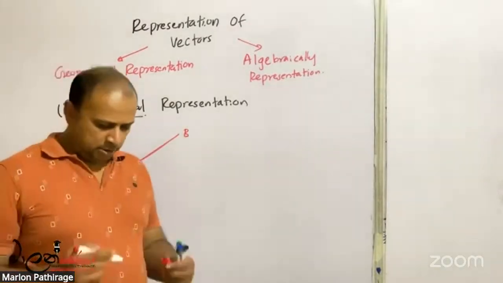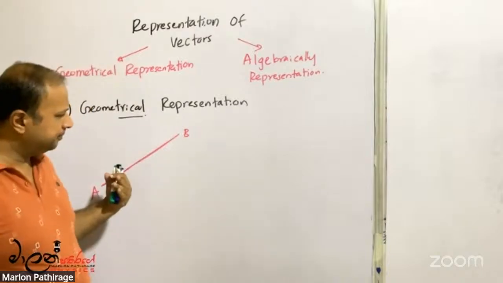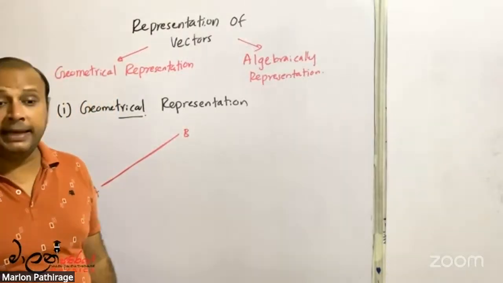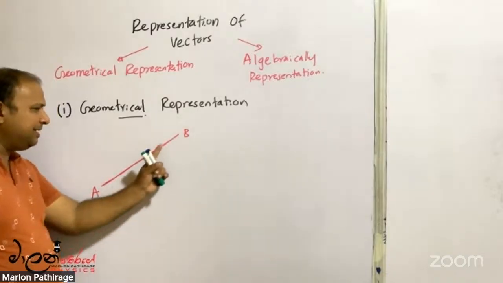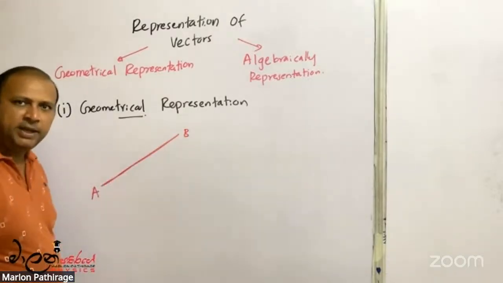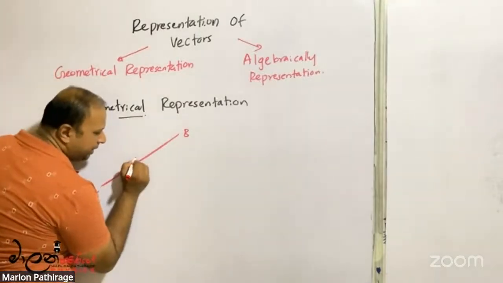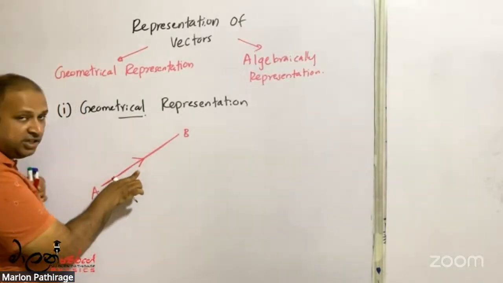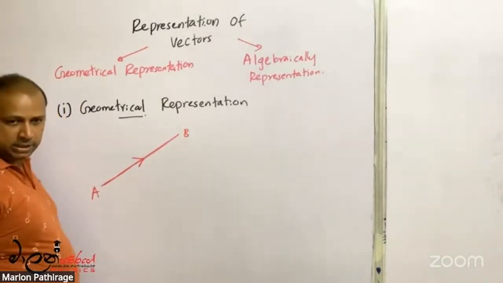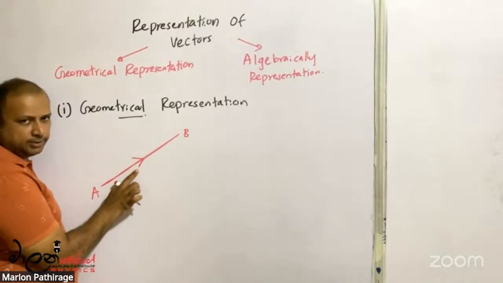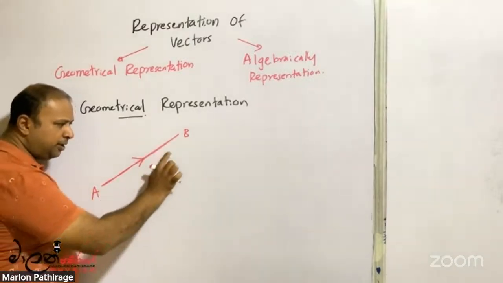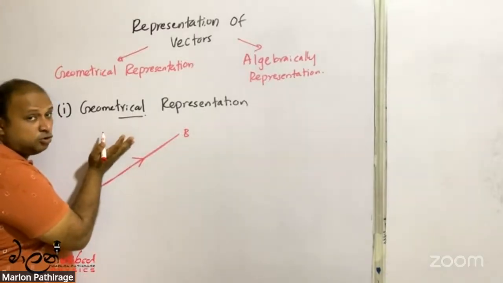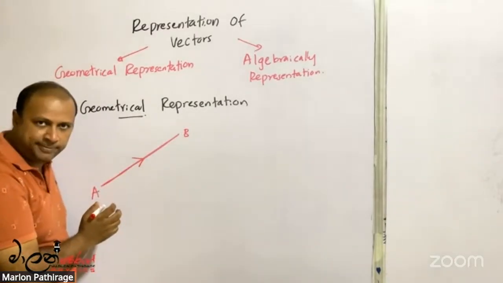Look at the board. To represent a vector using a figure, or in a geometrical way, we will use a line segment. This line segment is drawn into the direction of the vector. Therefore, we can use an arrowhead, which is drawn towards the direction of the vector to represent the direction of the vector. So this line segment should be drawn into the direction of the vector. That means this line segment and the direction of the vector should be parallel to each other.